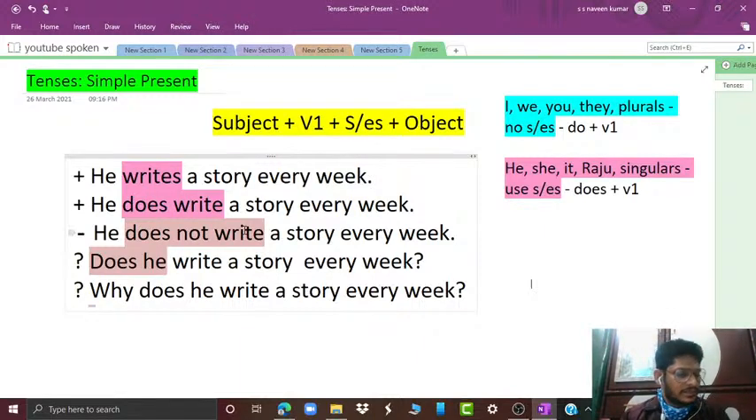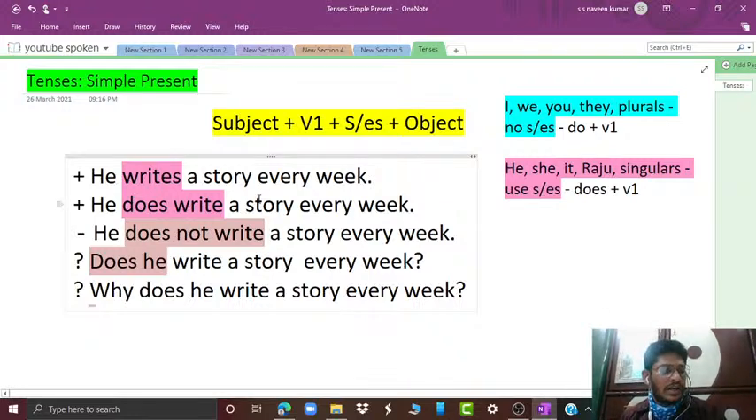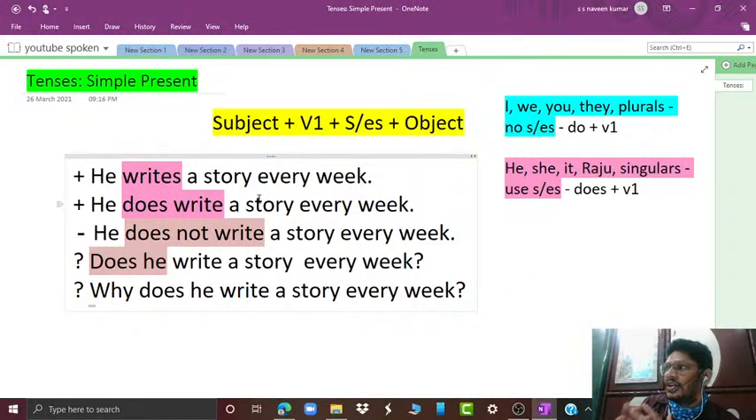Now we'll do one thing. Today we are going to discuss our daily routine. First of all, we have to understand the usage of this tense. When do we use this tense? Generally, we use this tense to indicate our daily routine or someone's daily routine, universal truths, habitual actions, or things that happen on a regular basis. All these situations we write with the help of simple present.